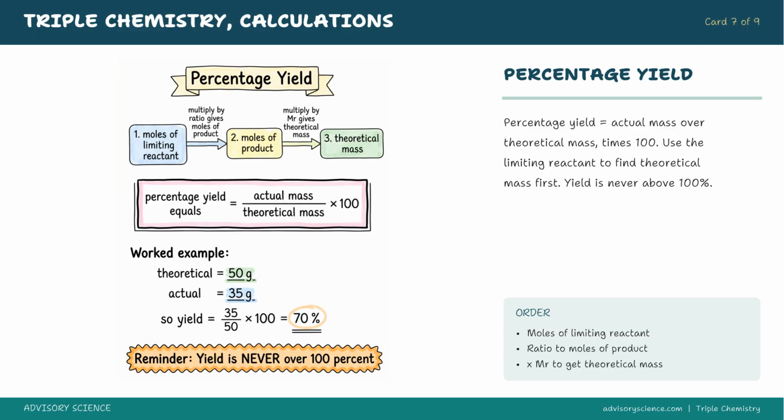The actual mass is given. Divide actual by theoretical times 100. In the exam, yield is never above 100%. If you do get above 100%, you've made an error, and usually in the ratio step. So theoretical first, then actual over theoretical times 100.